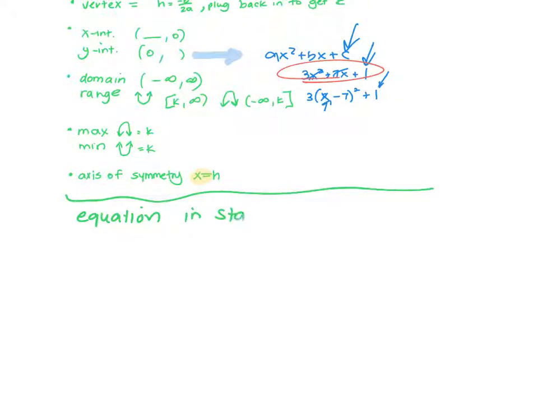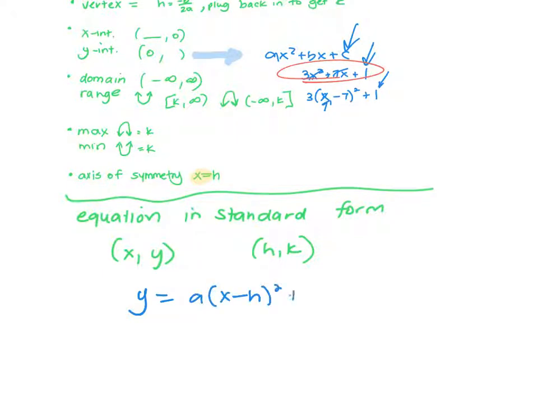in standard form. So for this one, you'll get given an x, a y, and an h, a k. It'll say the vertex, it'll say the point. Don't mix those up because it's important. And you'll plug that into y equals a times x minus h squared plus k.